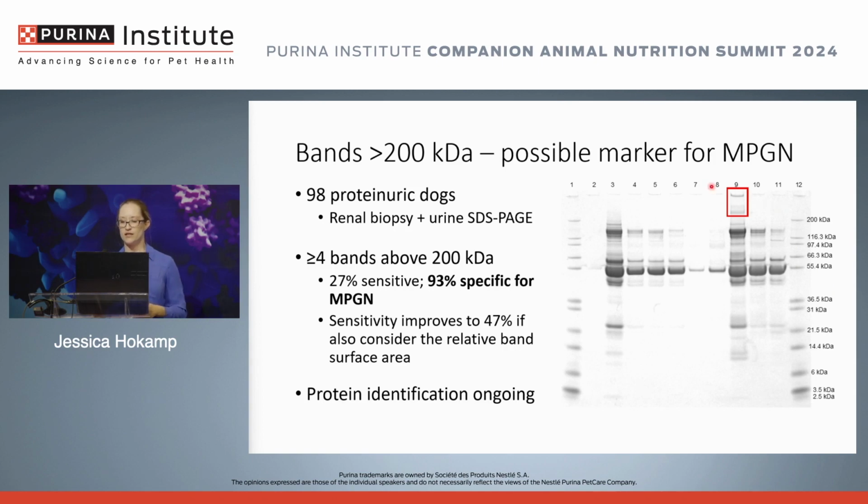Now, if we also take into account not just the number of bands, but also their intensity, or their optical density on the program that I use to assess these, the sensitivity improves, but it's still pretty lame at 47%. So not a sensitive test for MPGN, but when I see it, I'm very concerned about MPGN. And I can't really talk about this at the moment, but we are exploring what these proteins are in these dogs with MPGN. And very fun, we're seeing this in cats as well. So we think that we're seeing this in cats as well. We need more biopsies for confirmation.